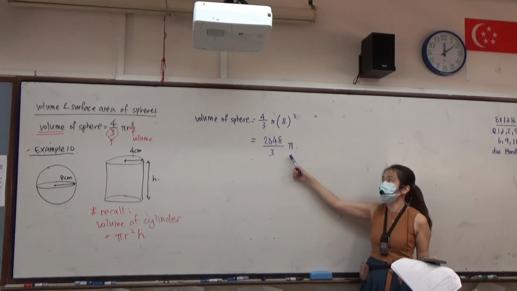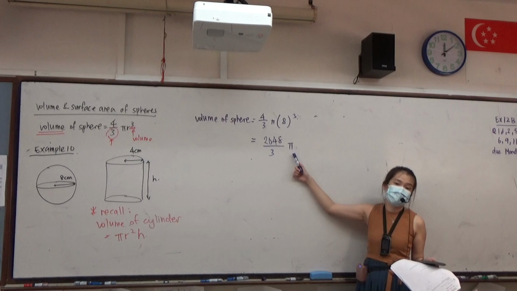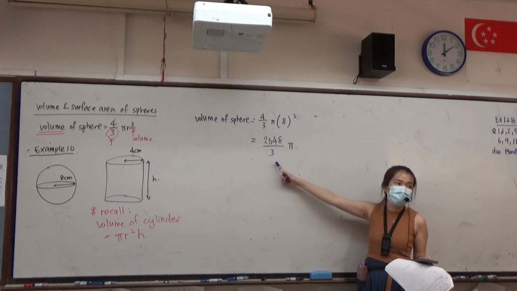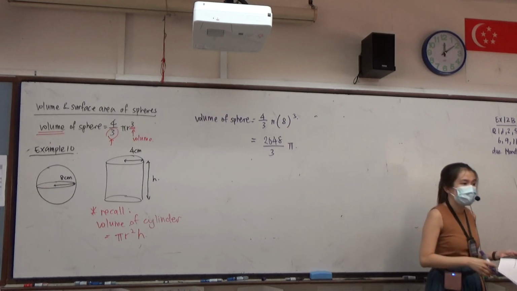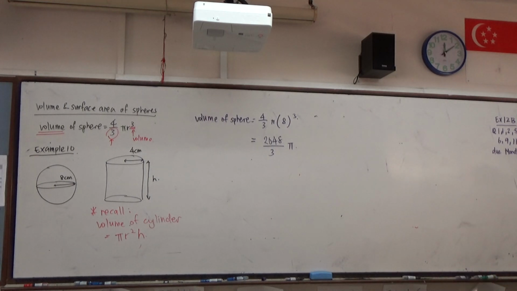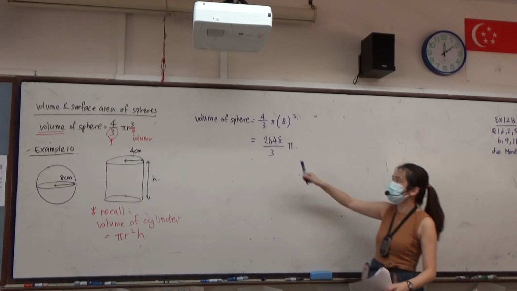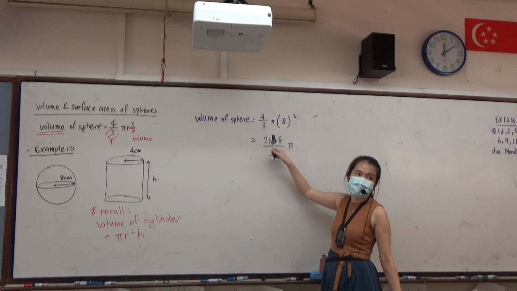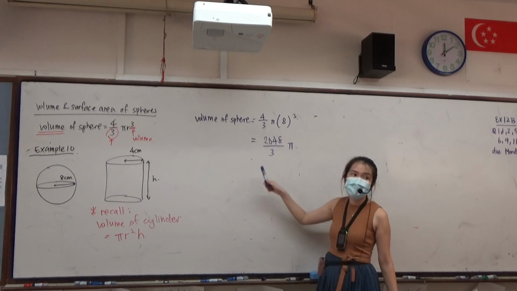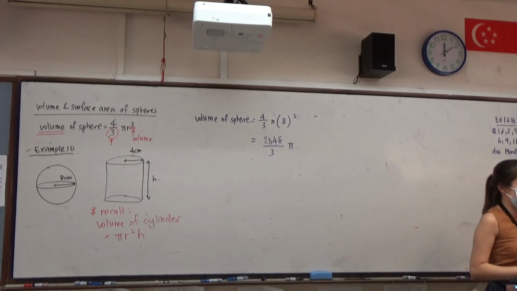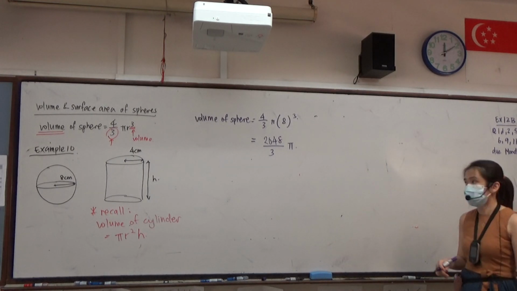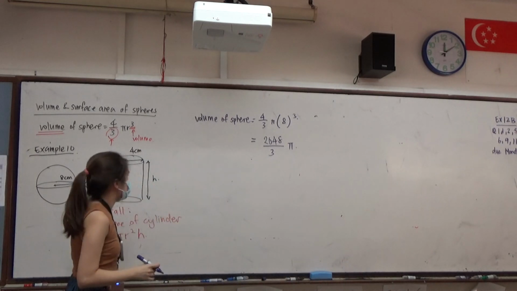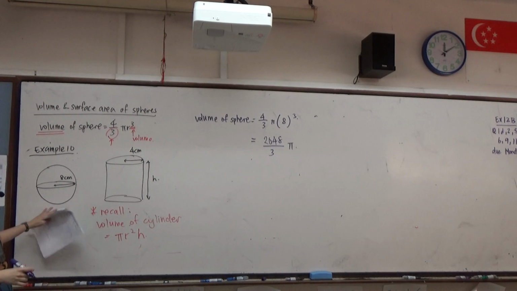Remember, when you use your calculator, don't forget to write the pi. There's a tendency that you forget about the pi. Is there anyone who can't get this 2048 over 3? We press our calculator for 4 over 3 times 8 cubed, so we ignore the pi. We do our usual calculation and then write our answer as an improper fraction. Usually we don't write a mixed number. So 2048 over 3 times pi, that's the volume of the sphere, which is the same as the volume of the cylinder.